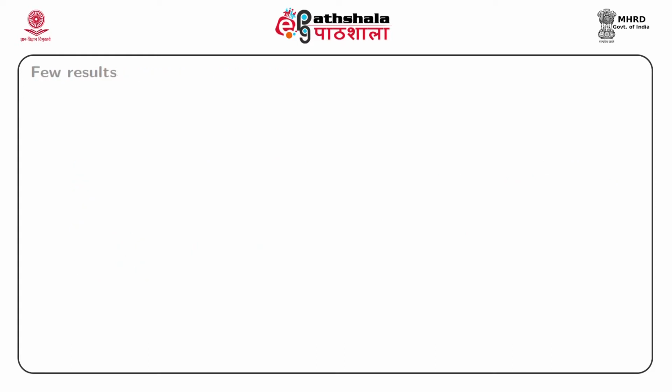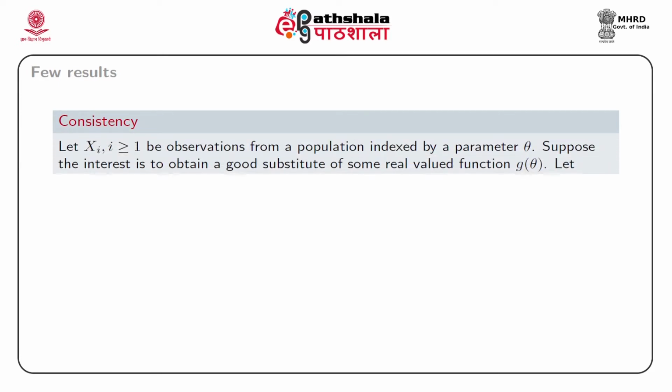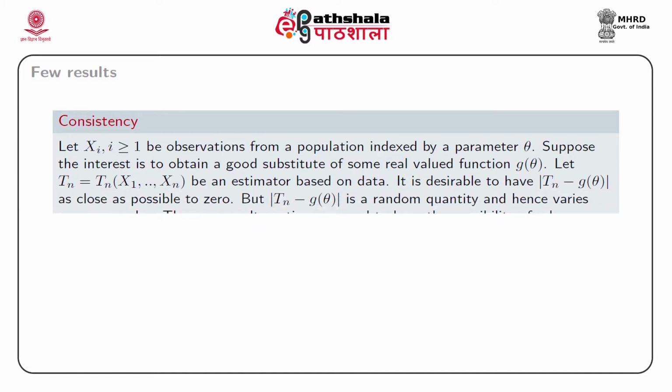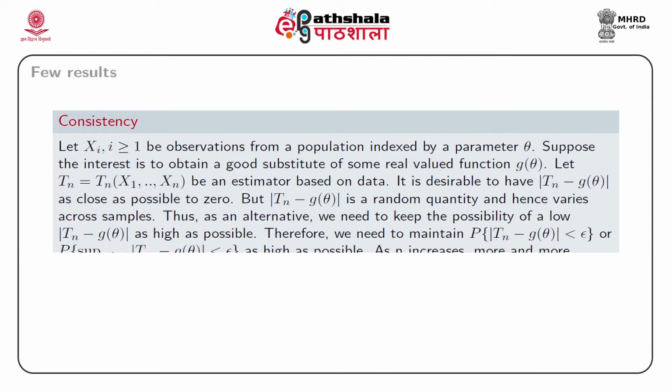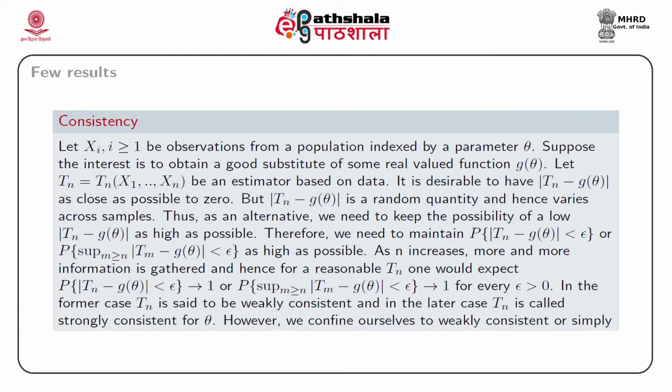So what is consistency? Let Xi be observations from a population indexed by a parameter theta. Suppose the interest is to obtain a good substitute of some real valued function g theta, and let Tn, which is a function of the data, be an estimator based on data. It is desirable to have the distance between Tn and g theta as close as possible to 0. This is the ideal situation, but this distance is a random quantity and hence varies across samples. Thus, as an alternative, we need to keep the possibility of a low distance as high as possible. Therefore, we need to maintain the probability that this distance is less than epsilon, for some positive epsilon, the supremum of this, as high as possible.